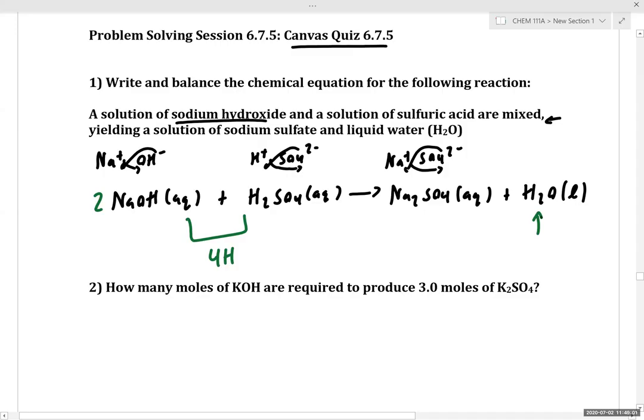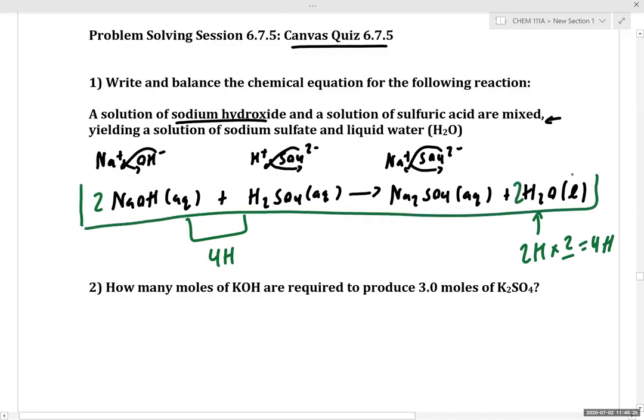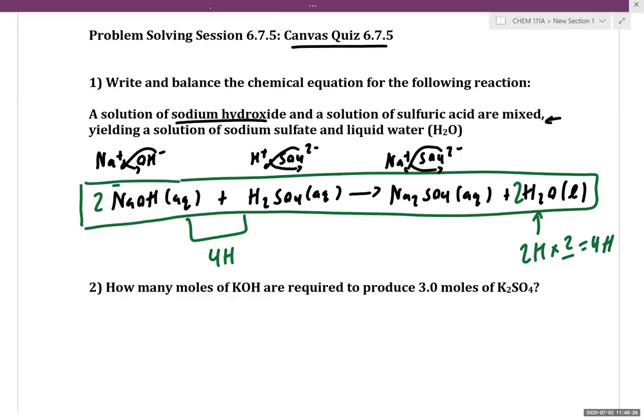Now, looking at our hydrogens in total, we have 4 hydrogens on the left. So what coefficient do we need for water? 2 hydrogens times what would give us 4 hydrogens? What coefficient do we need for water? 2, yep. Perfect. So now we have our complete balanced equation, and let's use this now for stoichiometry.